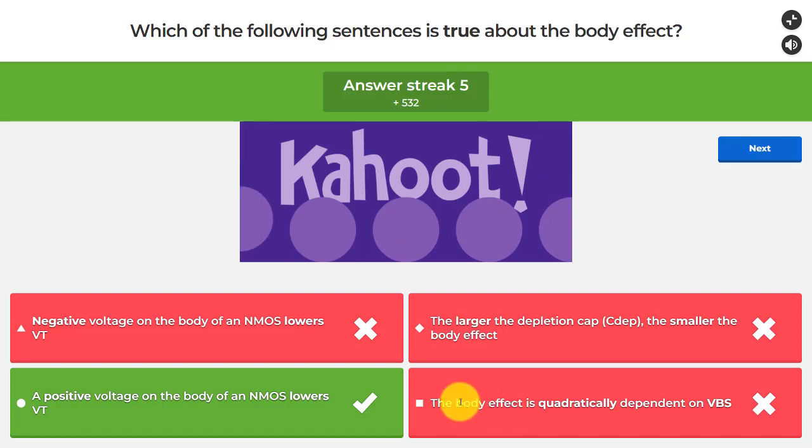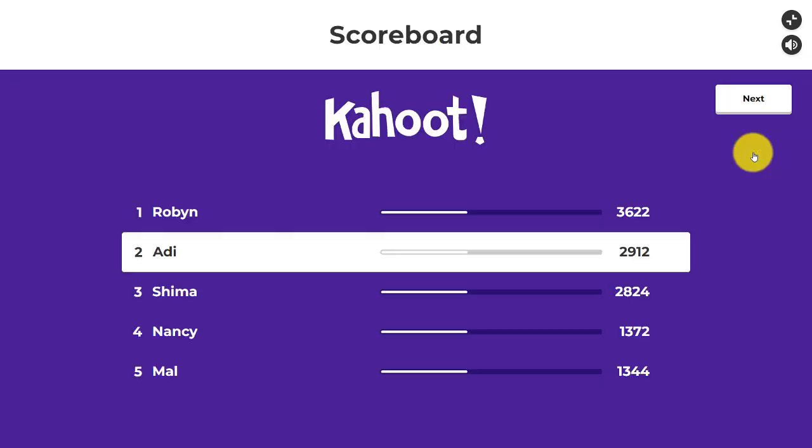And the final answer over here was that the body effect is quadratically dependent on VBS, but as we saw before, it's actually more linearly dependent on VBS in deeply scaled technologies. So it's not quadratic in any case. So that was question number 5.